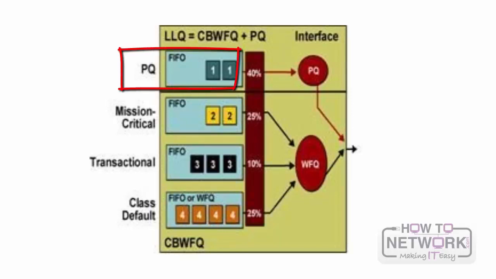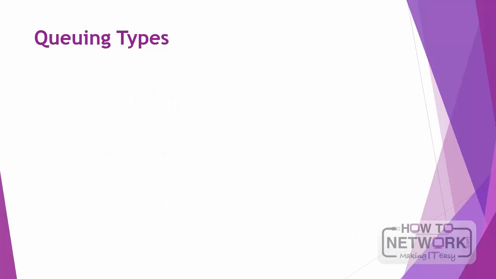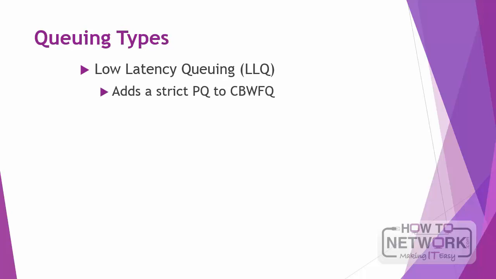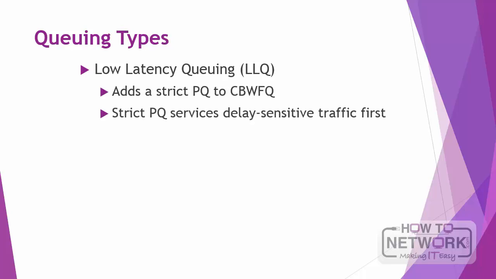The strict priority queue allows delay-sensitive traffic, such as voice, to be sent first before other queues are serviced. That gives voice preferential treatment over other traffic types. Unlike priority queuing, low latency queuing provides for a maximum threshold on the priority queue, and this will prevent lower priority traffic from being starved by the priority queue. Now, without low latency queuing, class-based weighted fair queuing would not have a priority queue for real-time traffic.